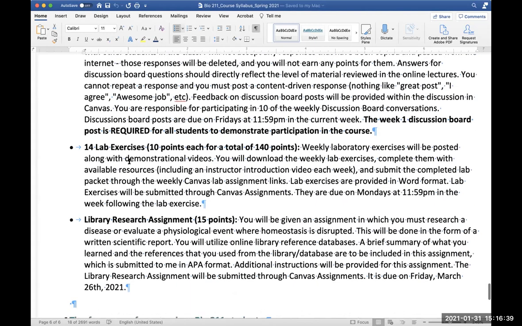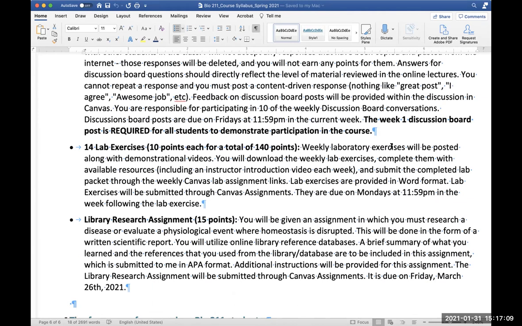We have the equivalent of 14 lab exercises that are 10 points each. Now, some weeks you have 2 exercises. So I came up with the number 14 based on the number of weeks in which you have a lab assignment. So for example, in week 7, you have 2 labs. So that means completion of each is worth 5 points instead of the 10.